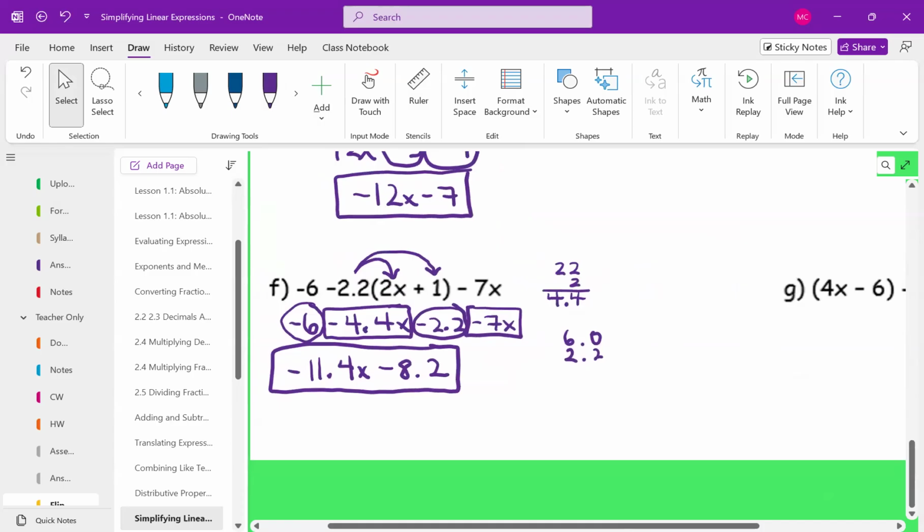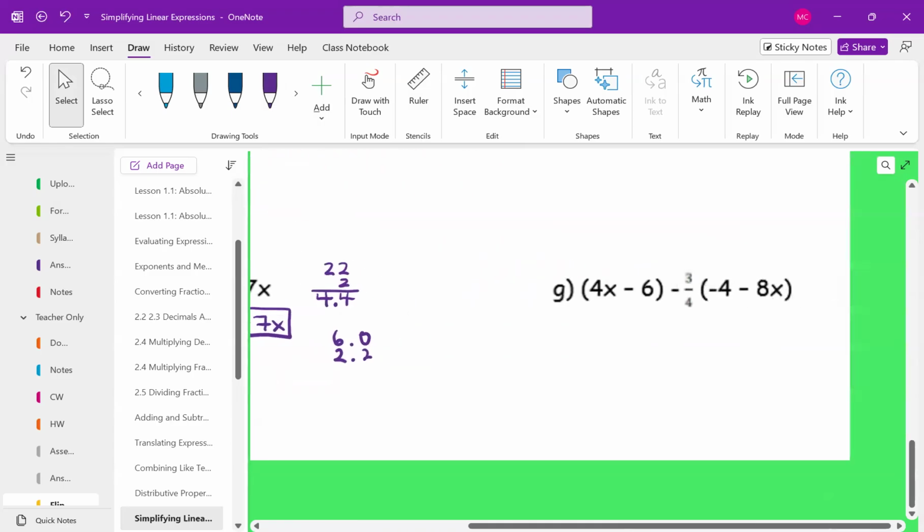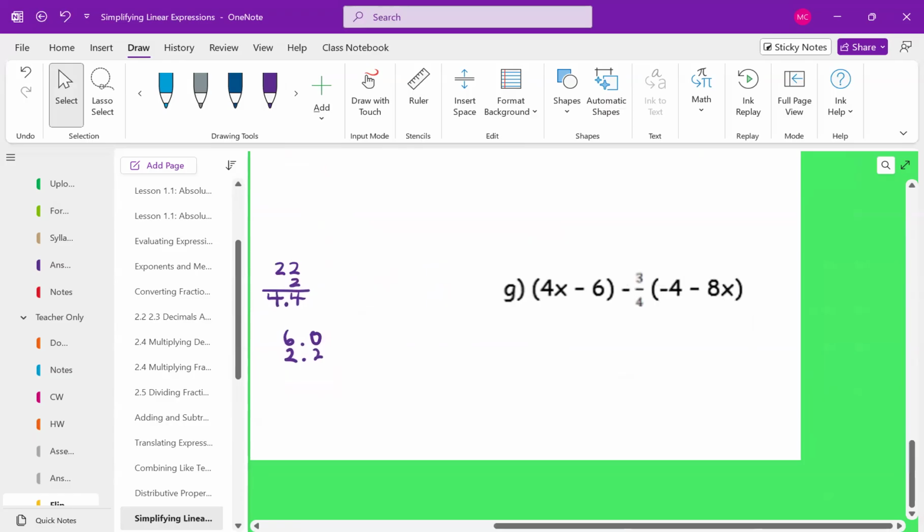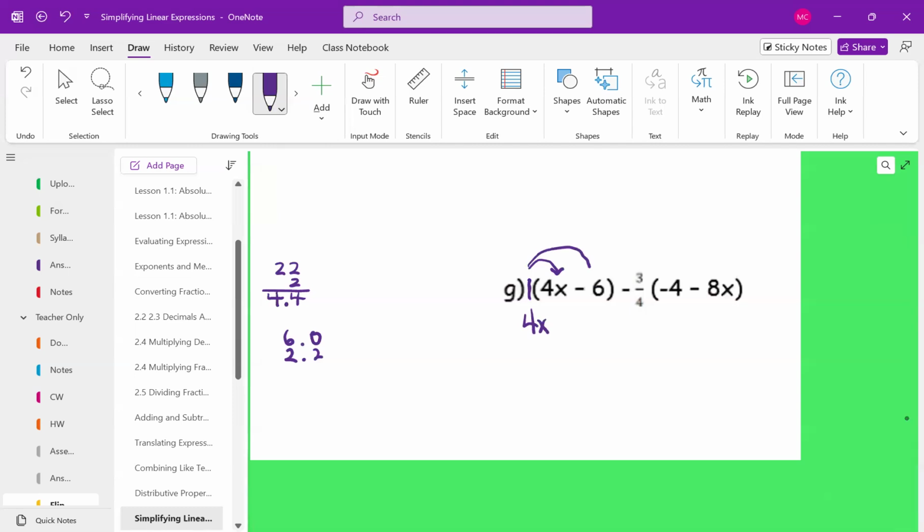Take a look at F. Nope. Take a look at G. We just finished F. So on G, we have to distribute to 2 sets of parentheses just like before. So there's a 1 here that we're going to distribute. 1 times 4x is 4x. 1 times negative 6 is negative 6.